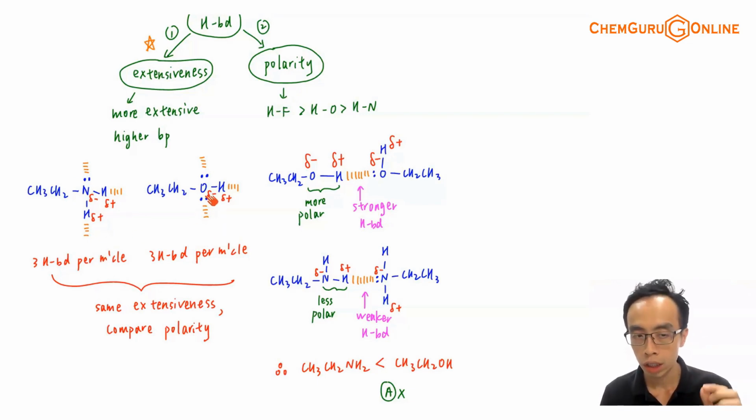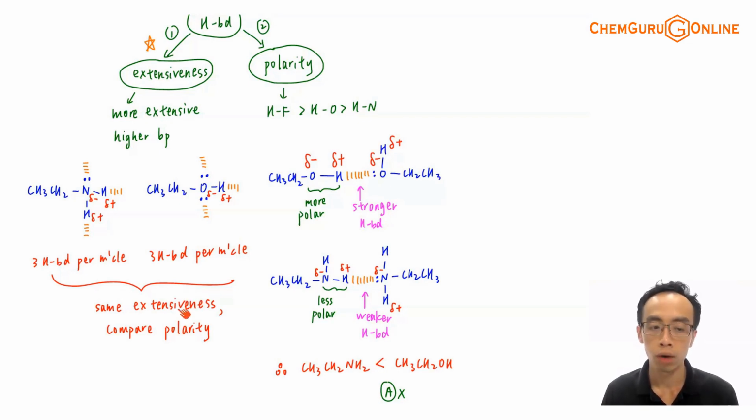Involving my alcohol, each oxygen has 2 lone pairs, and the oxygen has 1 OH bond. The total number of hydrogen bonds your alcohol can form will also be 3 hydrogen bonds per molecule. And since both of them can form the same number of hydrogen bonds per molecule, the extensiveness is the same. So extensiveness will not be the important factor here. I'll have to compare polarity. So the next thing that comes in will be my polarity.